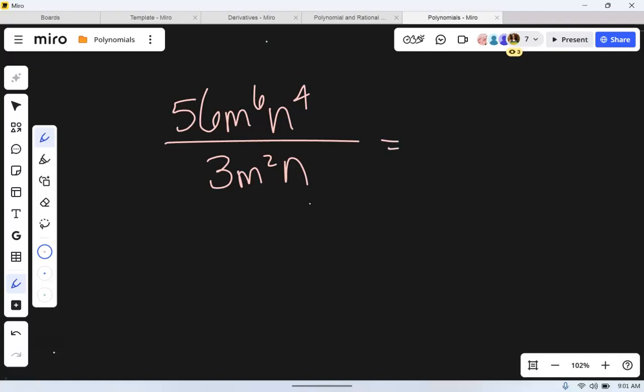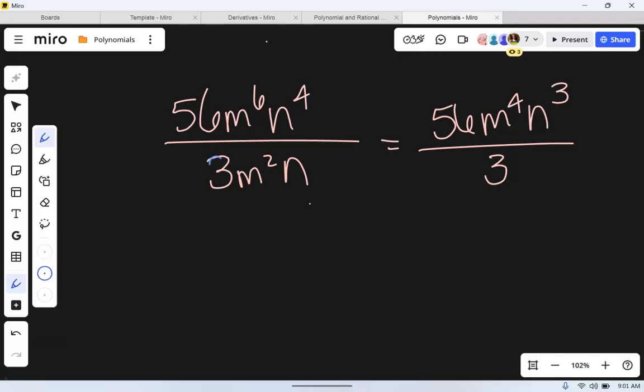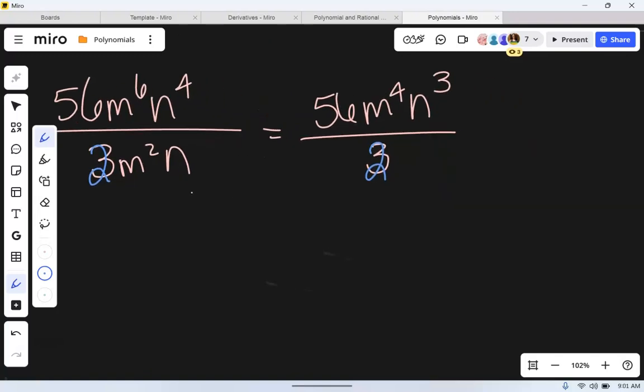All right, Kason got 56, M4, N3 over. So what did everyone get? Anybody get anything different? Why did the 56 and the 3, why did nothing happen with that? They can't be divided. There's nothing I can divide them by, so I leave them. If this was not a 3 but a 2, how would that have changed my answer? I could have divided it, and what would this now become?